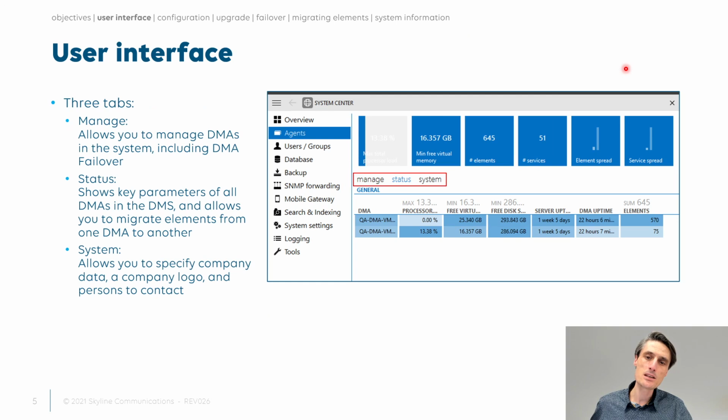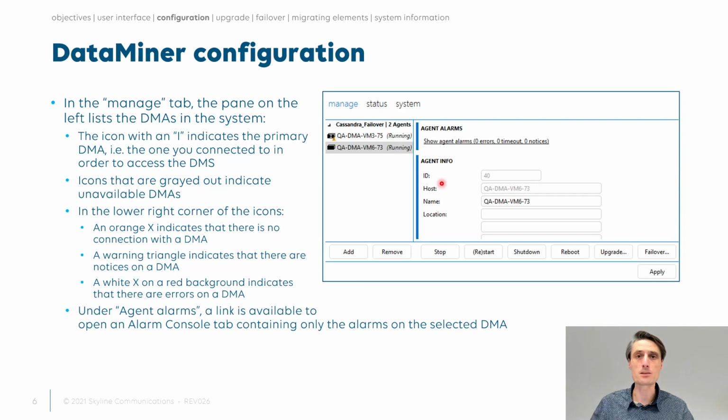In there, we will find 3 tab pages. The first tab page is about managing and configuring your DataMiner system, adding new nodes to it, also checking the IP addressing or some names that you want to change. The Status page is more showing an overview of CPU, memory, these kinds of things. And the System page is more system-wide configuration, like my company name, a logo, these kinds of things I will be able to add in there.